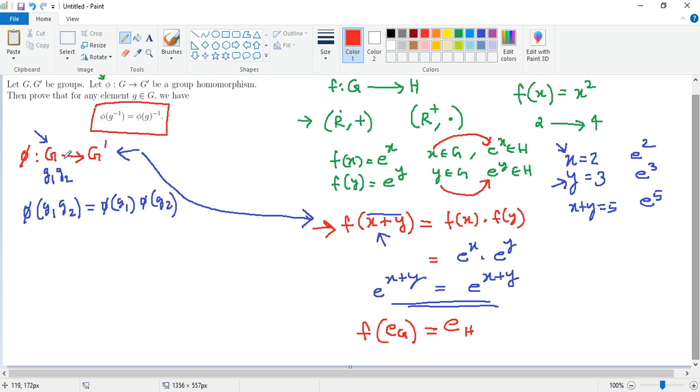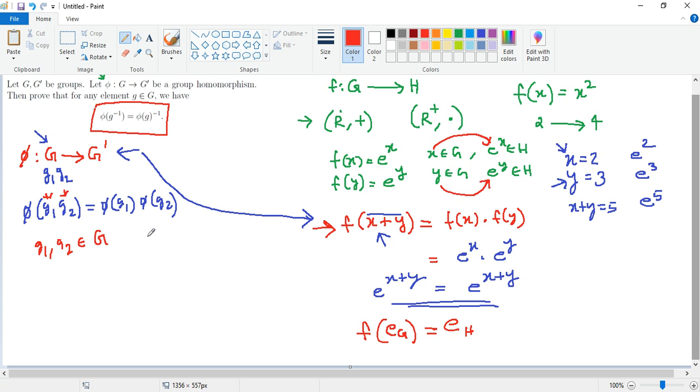Here again, we don't know what operation is defined on G and what operation is defined on G prime. That's why we didn't put any operation between G1 and G2, or here. But it should be true for any operation. That's the property of homomorphic groups. So we can write it like this. Now, remember that G1 and G2 are elements of G because we have taken them from G.